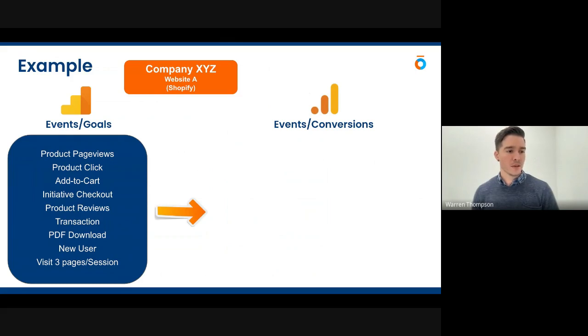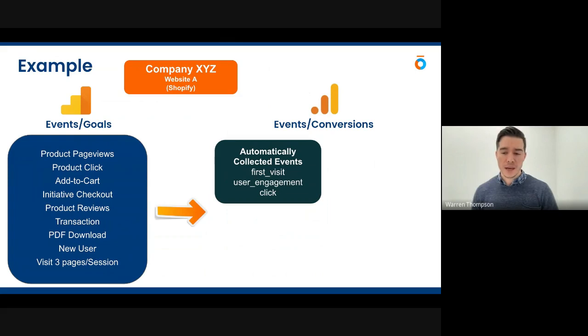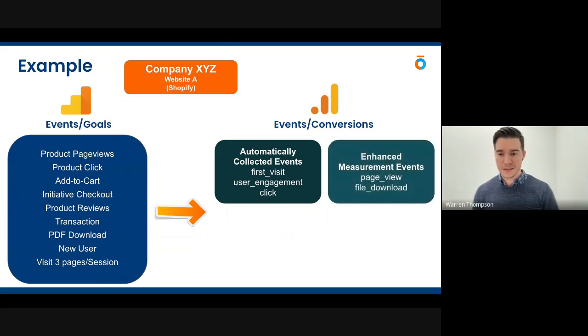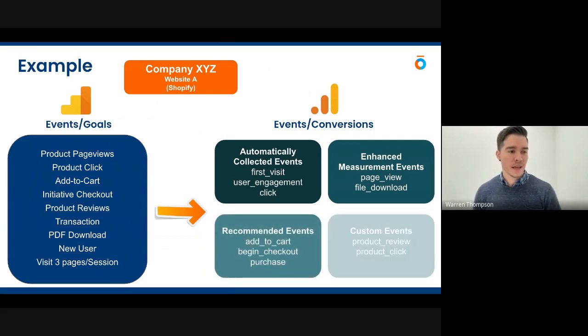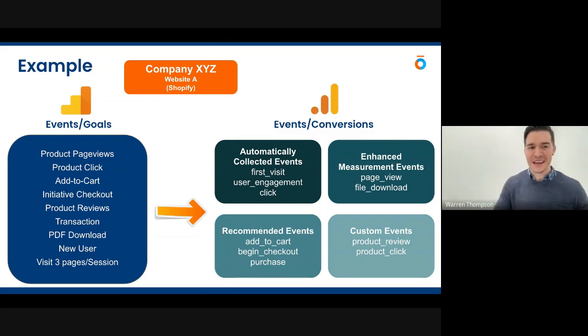So in Google Analytics 4, there are going to be 4 categories: automatically collected events, enhanced measurement events, I'll explain this in a bit, recommended events, and custom events. It's a little confusing because before there were just events, and now there are 4 categories of them.